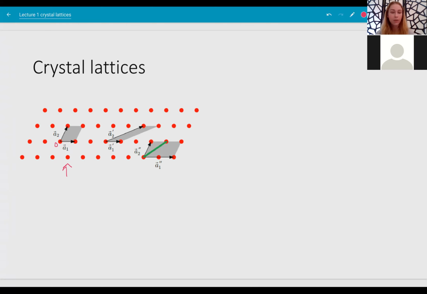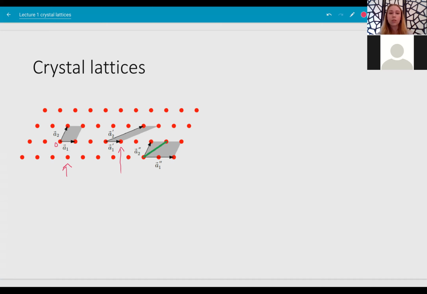The choice of primitive translation vectors is not unique. So for example, a1 prime and a2 prime are also primitive translation vectors. They're not the most obvious choice, but they are primitive translation vectors.